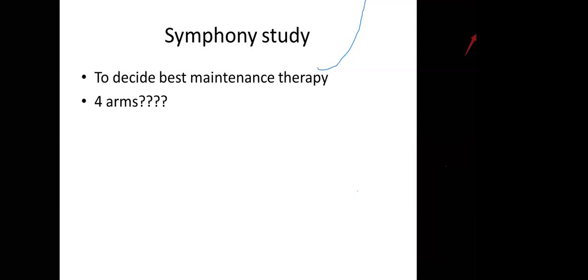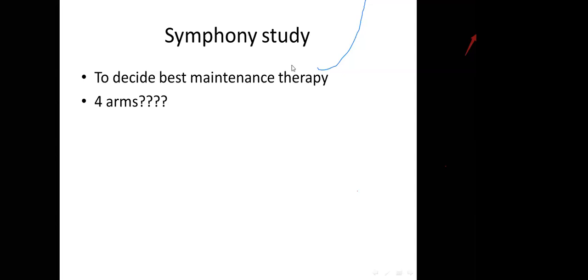And the third arm was also inducted with daclizumab and received low dose cyclosporine, and finally induction also and sirolimus. So we have 4 arms. Number 1, high dose cyclosporine without induction. Number 2, induction and low dose tacrolimus. Another arm, induction and low dose cyclosporine, and finally induction and sirolimus.